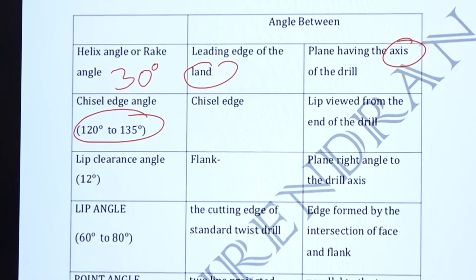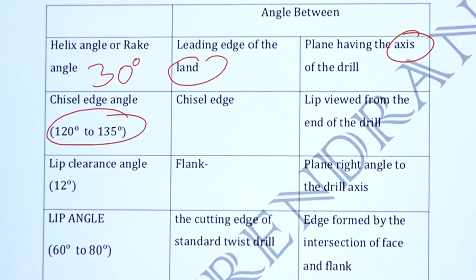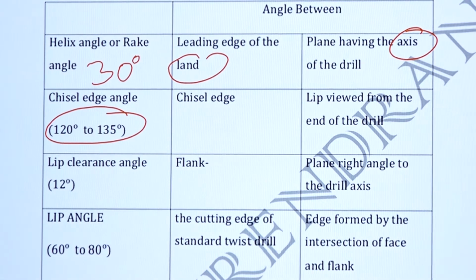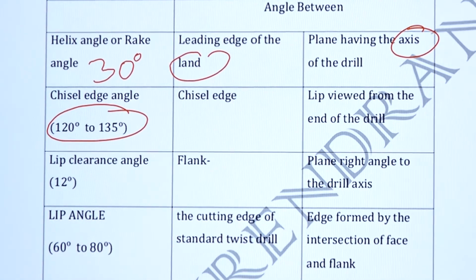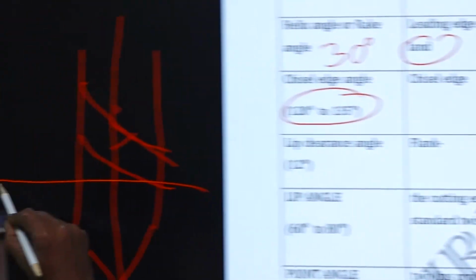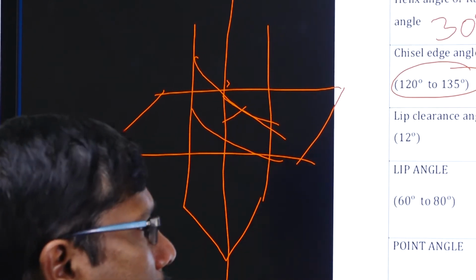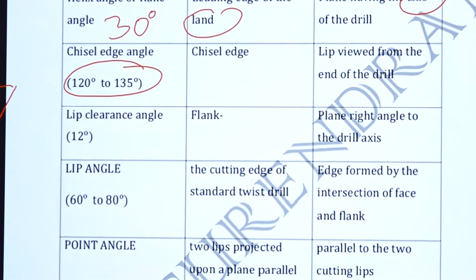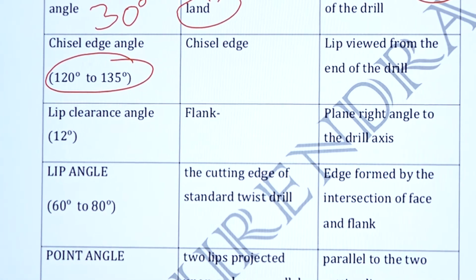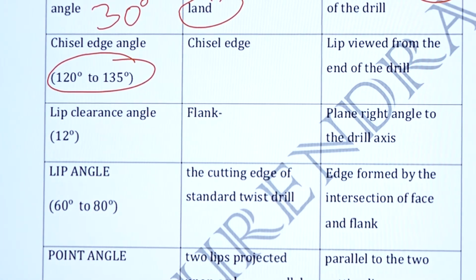And the lip clearance angle is the angle between the flank and the plane at right angle to the axis. Plane at right angle to the axis means this plane here. That is the lip clearance angle. And the lip angle is 60 to 80 degrees.